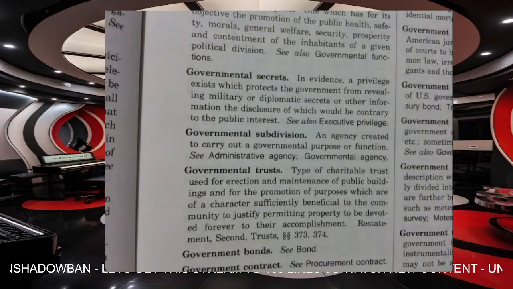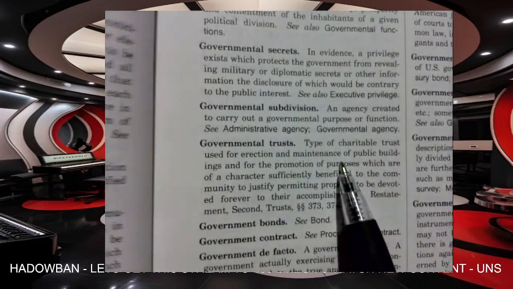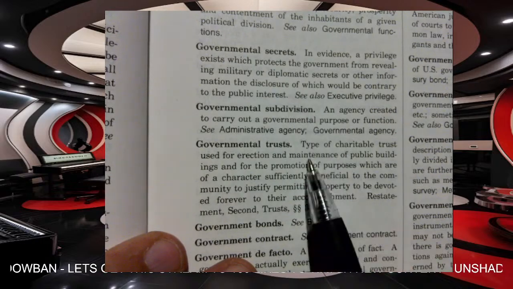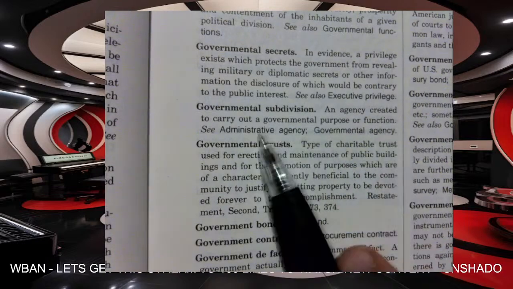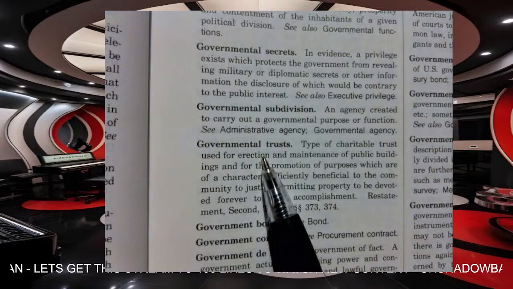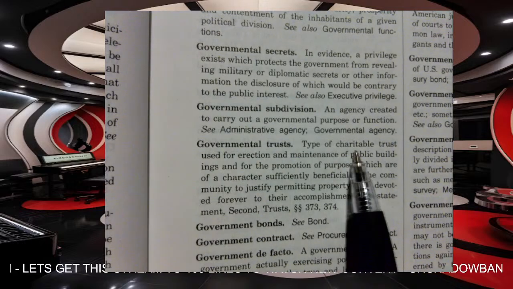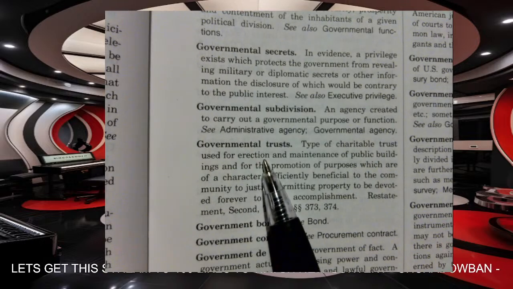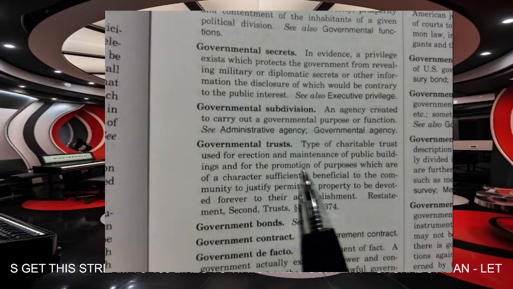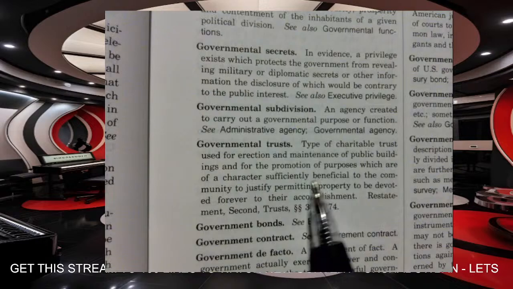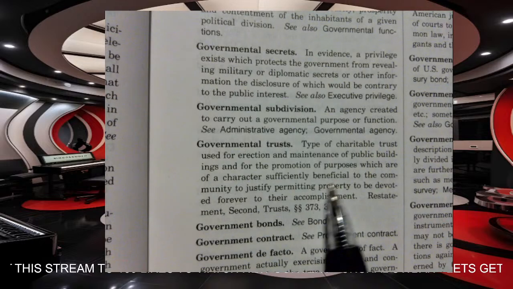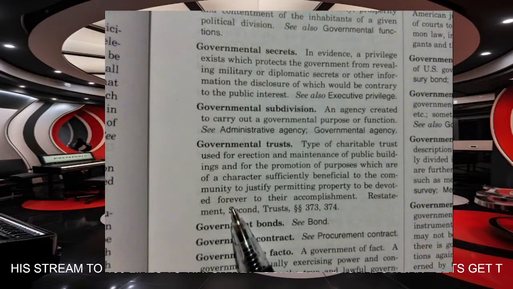Government trusts. Hey, Jenny, how's it going? Governmental subdivision, let's start off with. An agency created to carry out a governmental purpose or function. The administrative agency. Governmental trust: type of charitable trust used for erection and maintenance of public buildings and for the promotion of purposes which are of a character sufficiently beneficial to the community to justify permitting property to be devoted forever to their accomplishment.